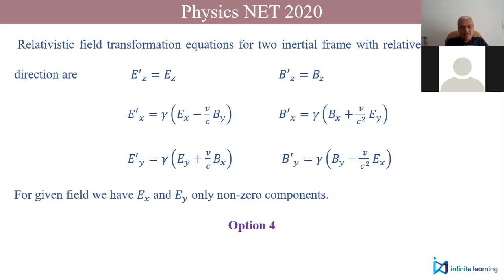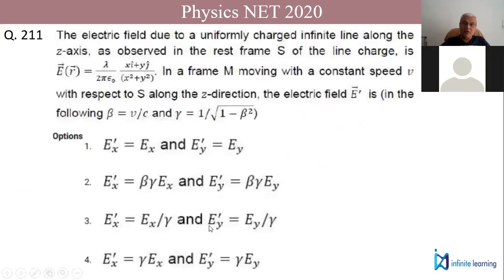So Ex dash will be gamma times Ex, and Ey dash will be gamma times Ey. That would be your answer. Simple. Now you can see again, this is very straightforward, but you have to be prepared with your field transformation equations.